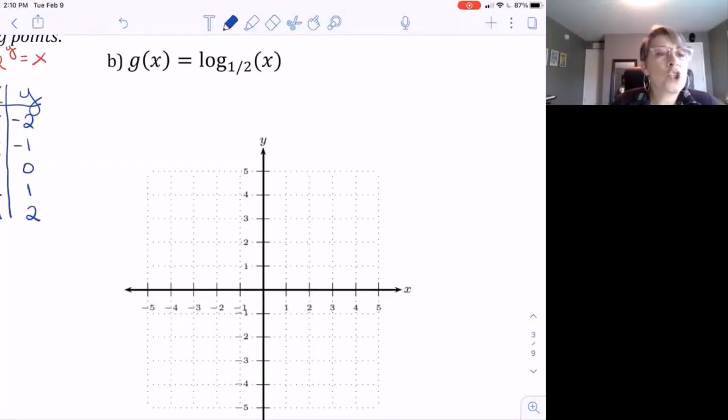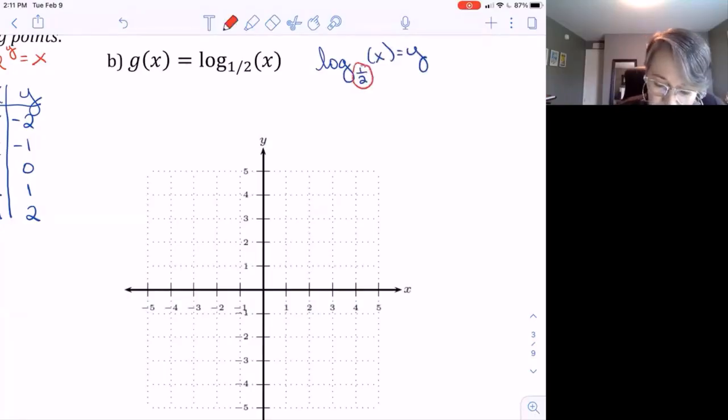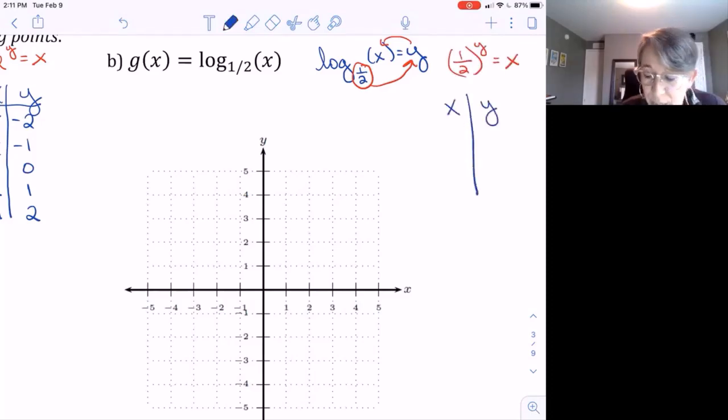Now let's look at the function g of x equals log base 1/2 of x. If we rewrite that, log base 1/2 of x equals y. And again, think of it in terms of our swirly-do definition. That would give us 1/2 to the power of y equals x. So if we plug into an xy table to come up with points, again, we'll probably want to plug in for our exponent or y value first. So we'll use y values of -2, -1, 0, 1, and 2.